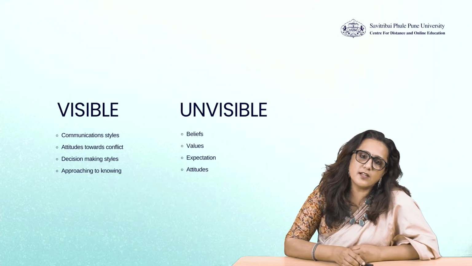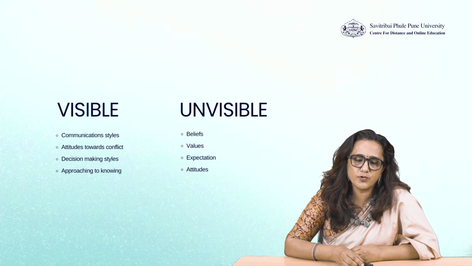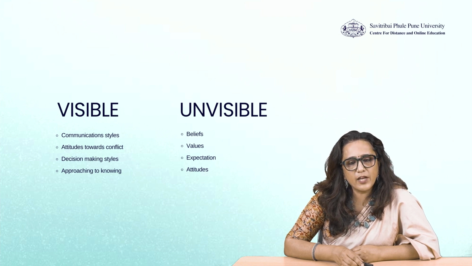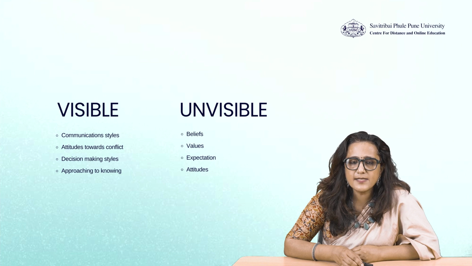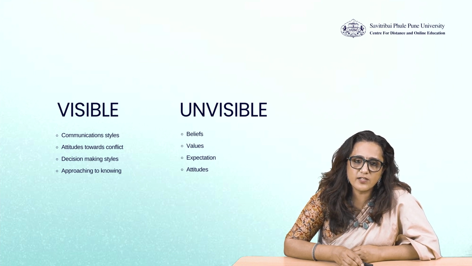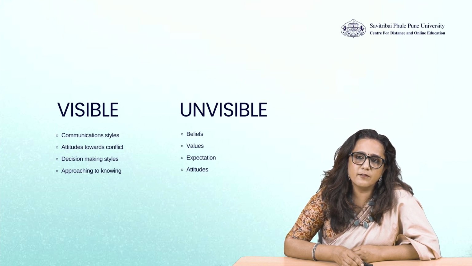When we talk about cross-culture communication, we will divide it into two. One is visible communication, and another is invisible communication. In the visible communication, we will be talking about communication styles, attitude towards conflict, decision-making styles, and approaching to know. In the invisible cross-culture communication, we will be speaking about beliefs, values, expectation, and attitudes.